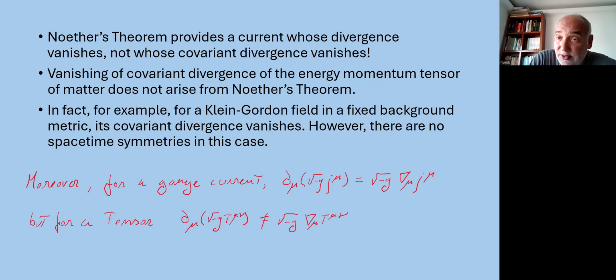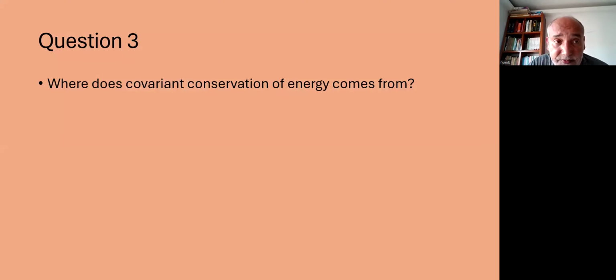But for a tensor, that would not apply, okay? This equality is no longer valid. So in the bottom equation, the left-hand side is not covariant, while in the top equation it is. So for a gauge current, it's okay to get a current. But for a tensor, you get a problem, okay? Unless you are in flat space-time. But if you are in a general space-time, that cannot be the case.